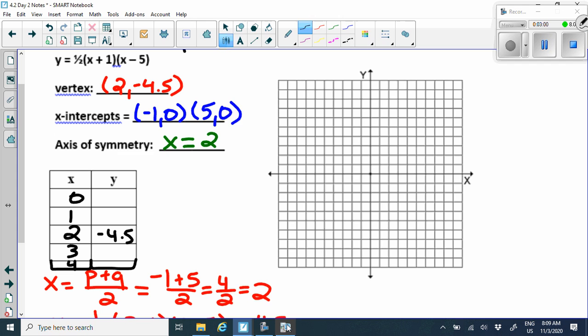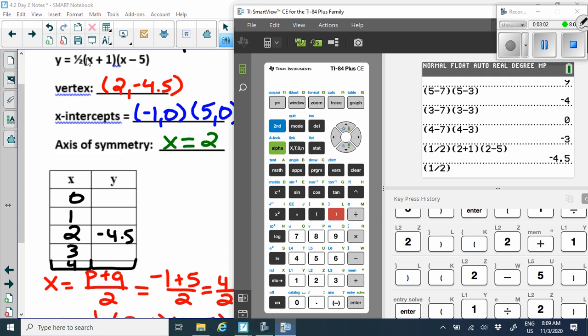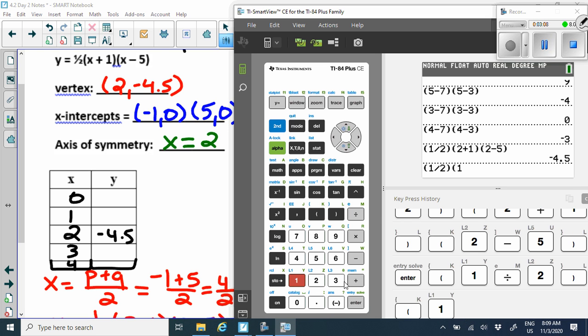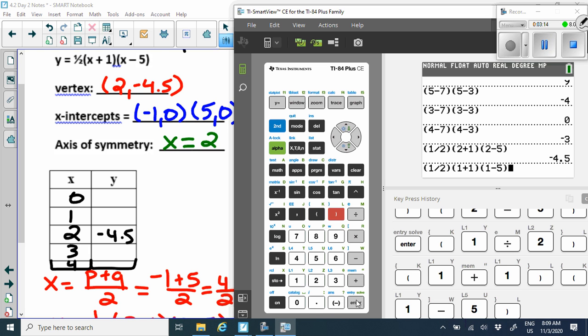There we go. So we can definitely see what we have up here. So now I'm going to plug 1 in for each of the x's. So make sure you do that. You're plugging 1 into each of the x's. So we have 1 plus 1, and then 1 minus 5. And we get -4. So make sure for 1 you put -4, and for 3.